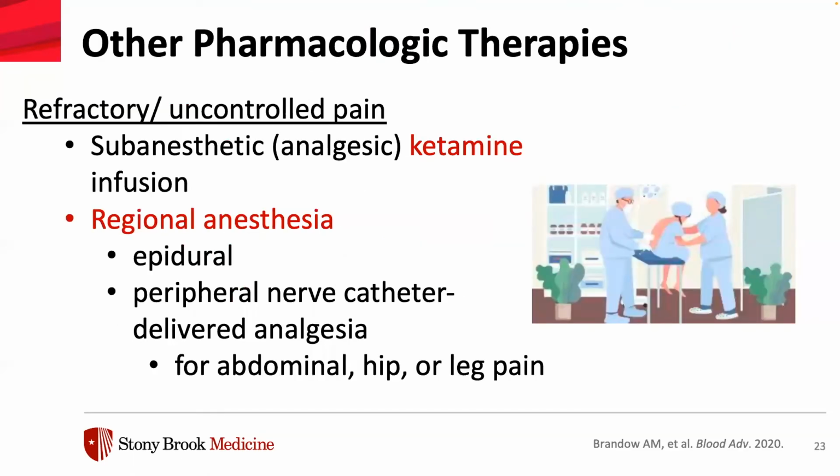So for any refractory or uncontrolled pain, the guidelines recommend using subanesthetic ketamine infusion. So this would be a lot lower doses, such as 0.1 to 0.3 milligrams per kilogram per hour. And if, again, that doesn't work, there's also regional anesthesia. That's an option for this refractory pain, especially pain that might be localized to a few areas, such as the abdomen, hip, or leg.